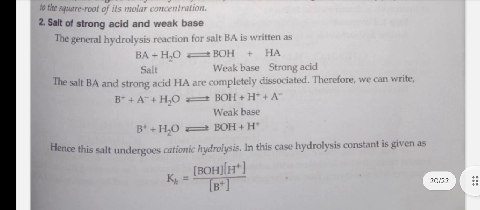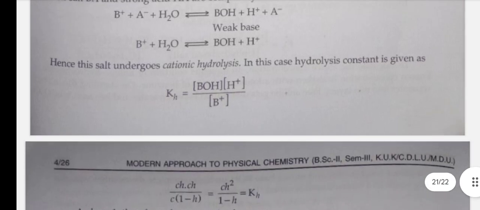The general hydrolysis reaction for salt BA is written as follows. The salt BA and strong acid HA are completely dissociated. Therefore, we can write B+ + H2O gives us BOH + H+. Hence, the salt undergoes cationic hydrolysis.